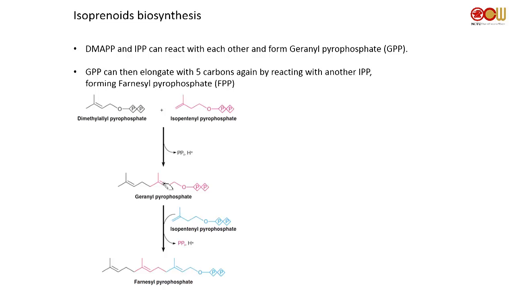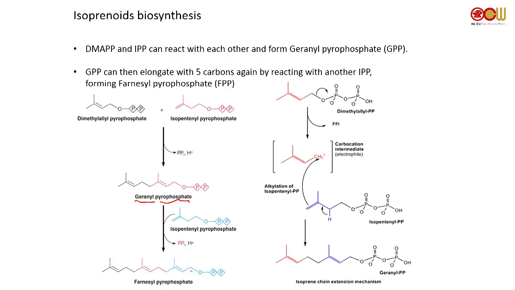We usually call it GPP because it's geranyl pyrophosphate. DMAPP plus IPP gives you GPP. GPP, you add it with another IPP, and then you get this farnesyl pyrophosphate, FPP. So turns out, hey, I was right, kind of.